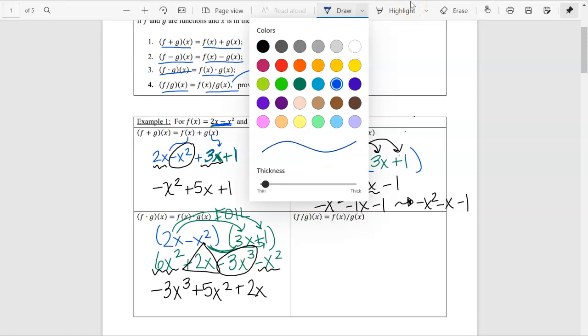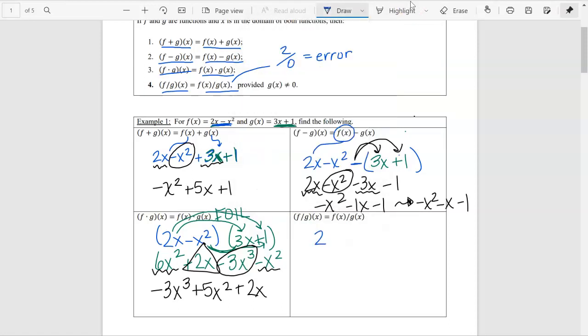So we've got 2x minus x squared over 3x plus 1. And we could pull an x out of this and see if it would simplify, but there's not really anything I'm going to be able to do with this. These terms are not the same. They're not going to cancel out, so we're pretty much done with that one.